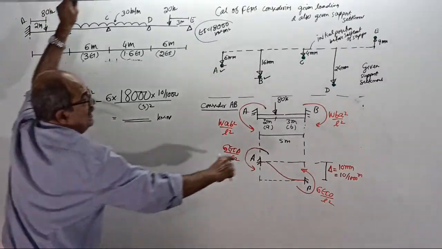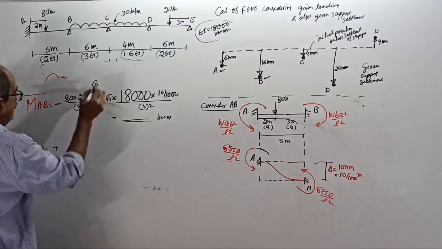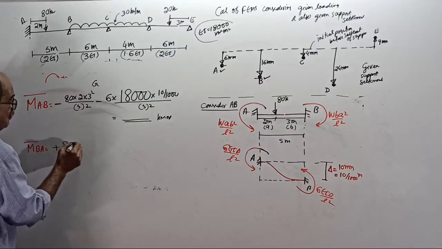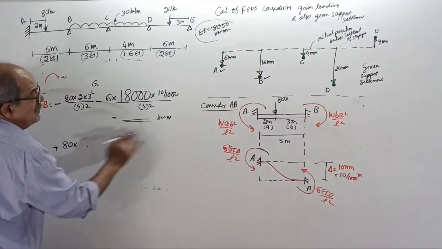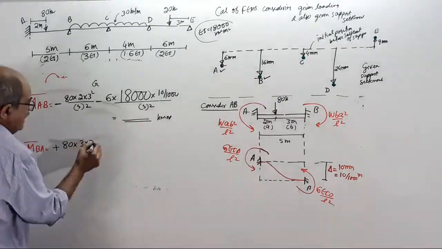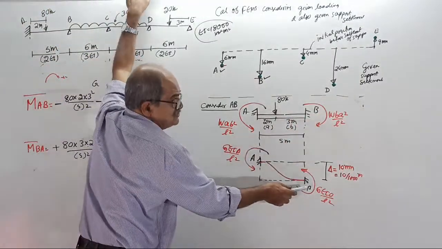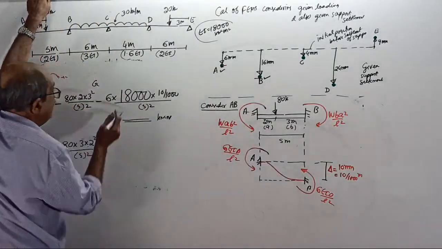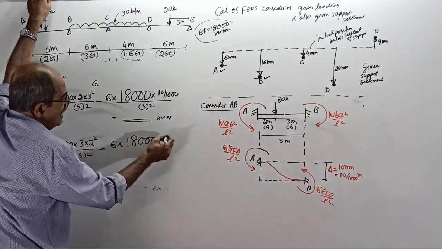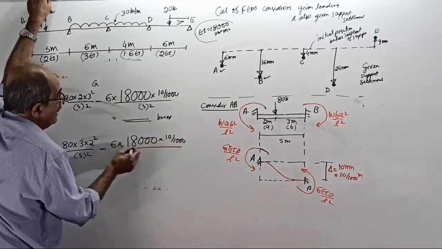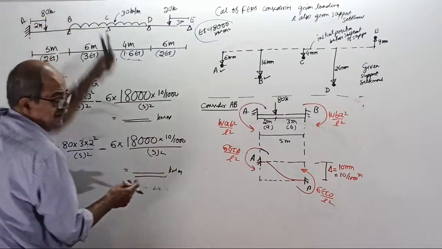Then M bar BA, see, clockwise, plus W a square b: 80 into 3 into 2 square divided by 5 square is clockwise due to loading, but due to settlement anti-clockwise, minus, same as that answer. 6 into 18,000 into delta, which is 10 by 1,000, divided by 5 square. Anybody can tell these two answers with the proper sign? Tell the answer. First one.